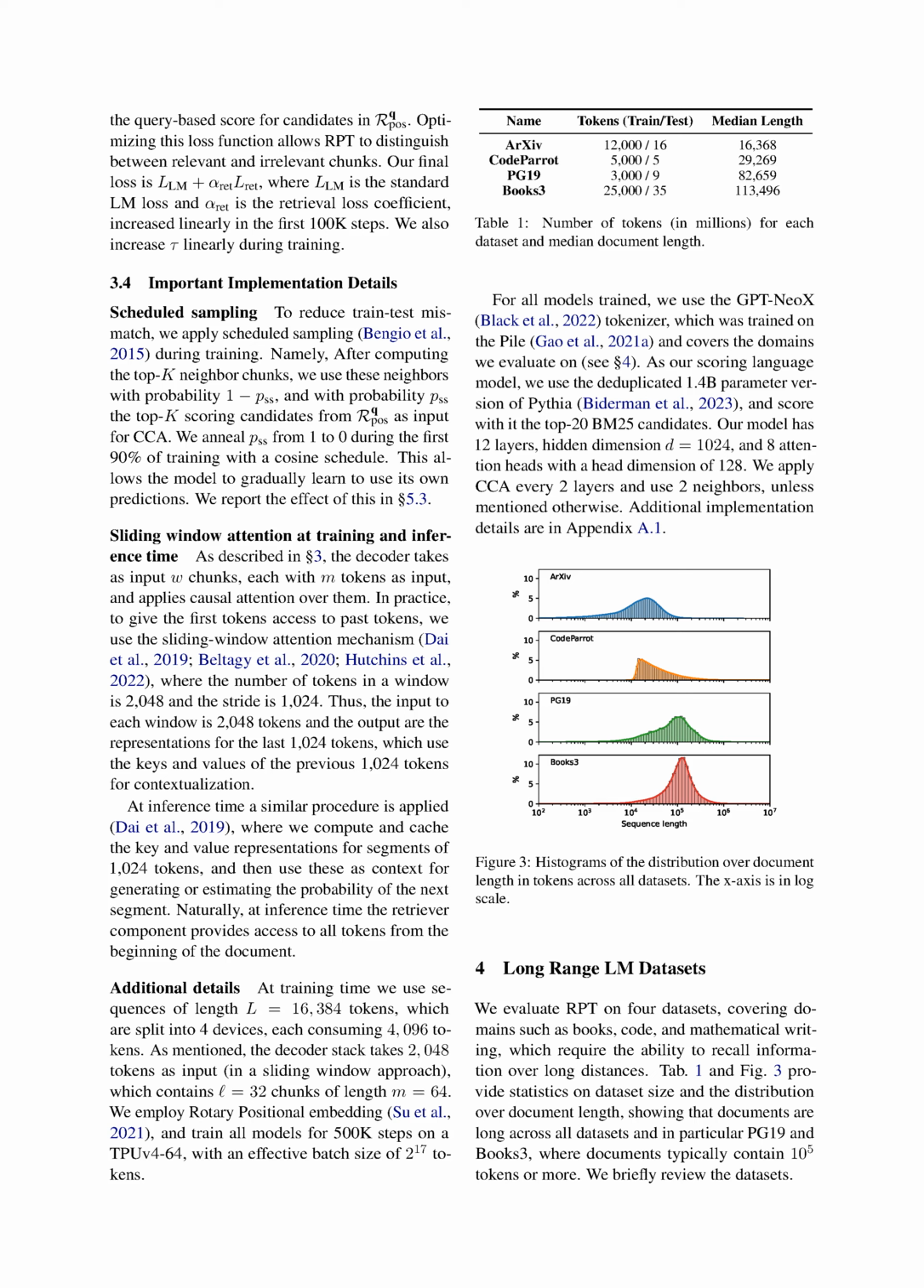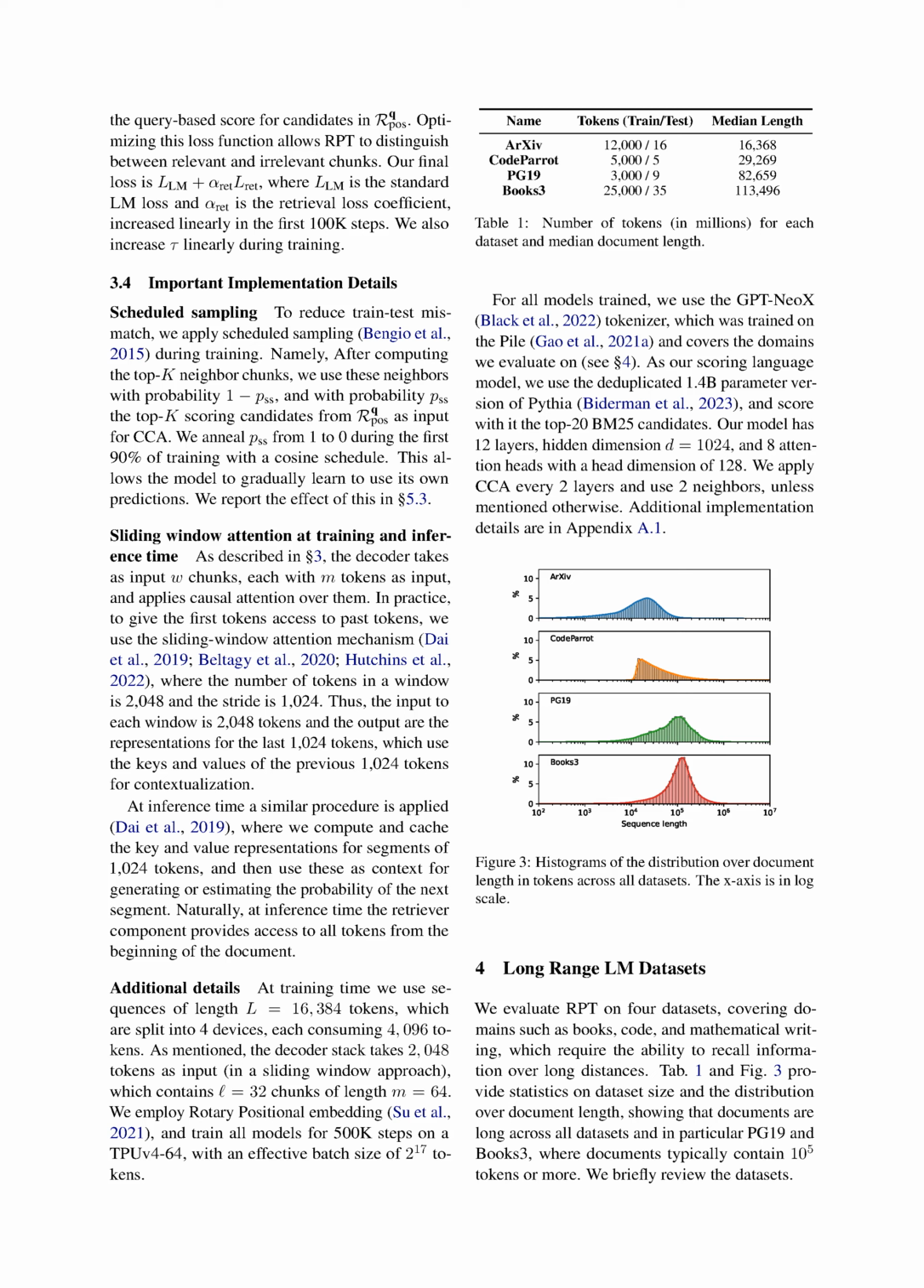Section summary. During training, sequences of 16,384 tokens are split into 4 devices, each consuming 4,096 tokens. The model uses rotary positional embedding and is trained for 500K steps on a TPU v4-64, with an effective batch size of 2 to the power of 17 tokens. The model is evaluated on 4 datasets covering domains such as books, code, and mathematical writing, which require the ability to recall information over long distances.